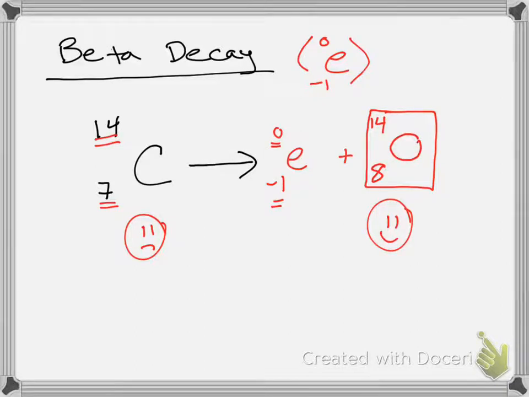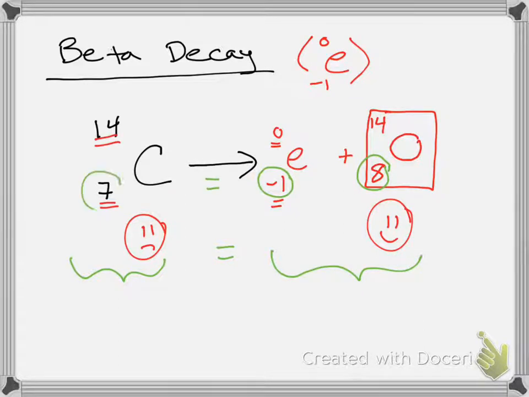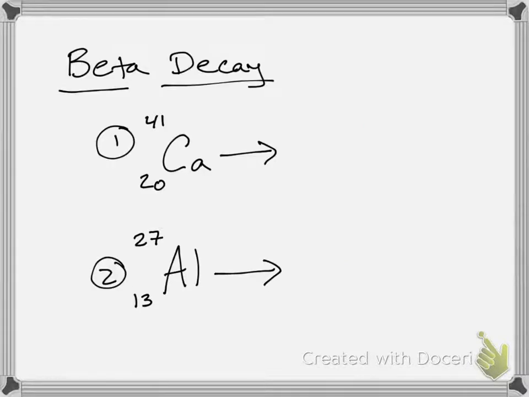Now let's check our work. Remember, what's on this side should equal what's on this side. So 8 minus 1 equals 7. So you are correct. Move on to the next page for some more practice. Go ahead and pause the video and try to complete the equations below.